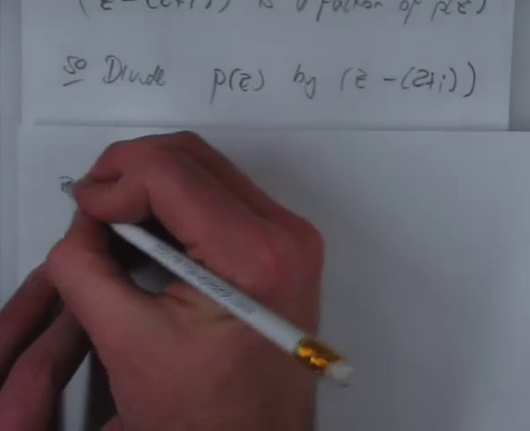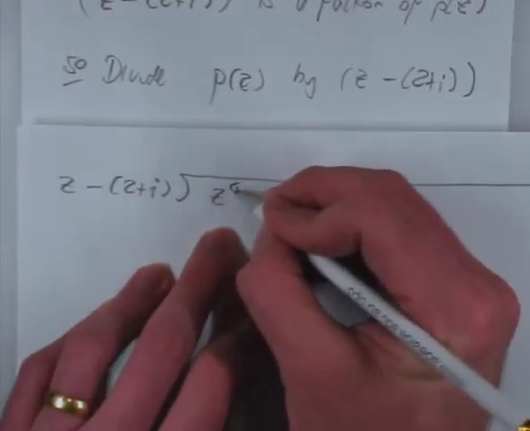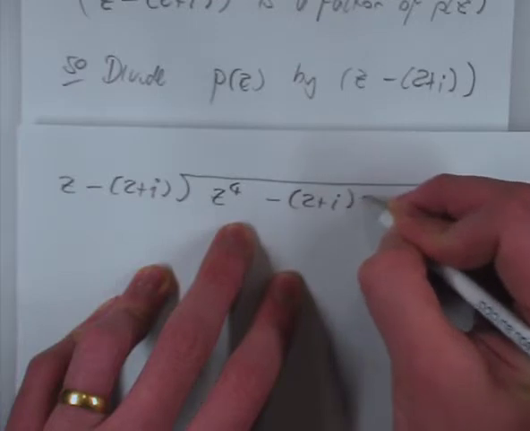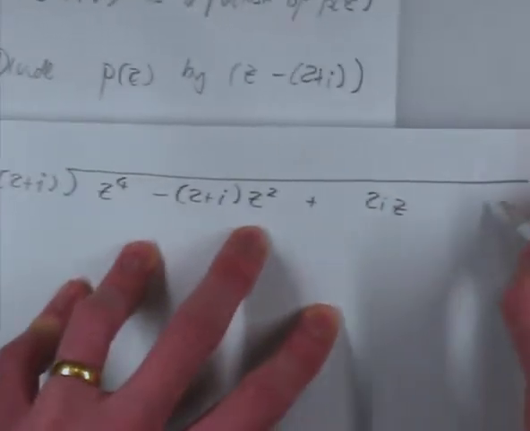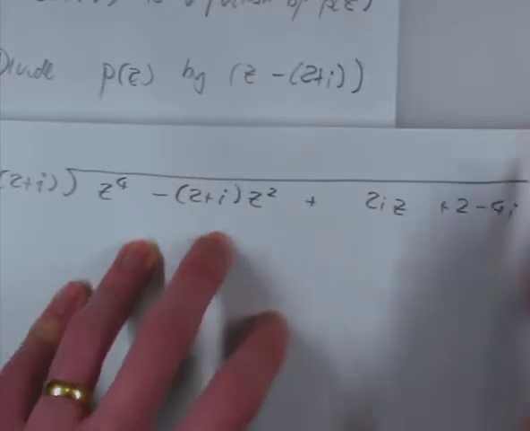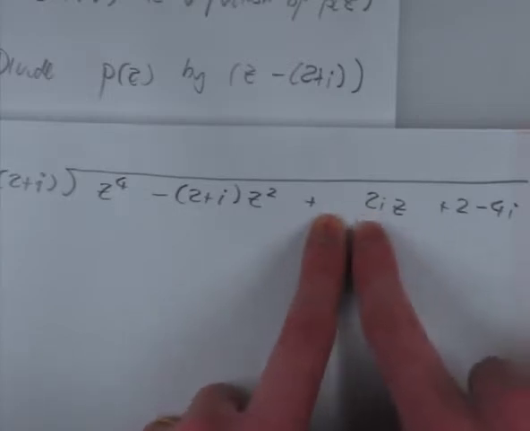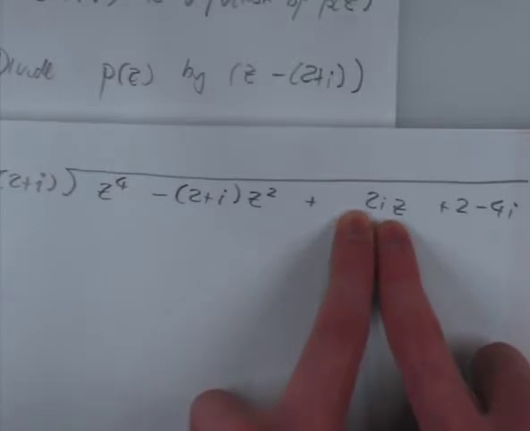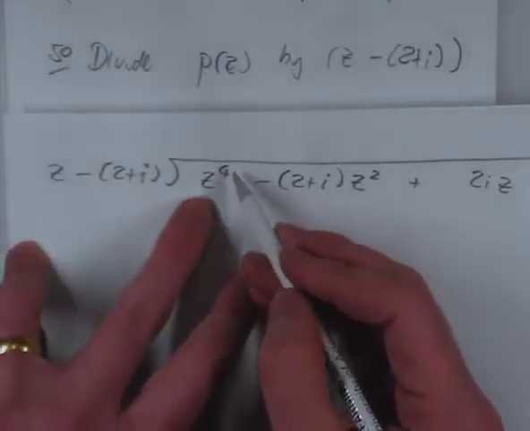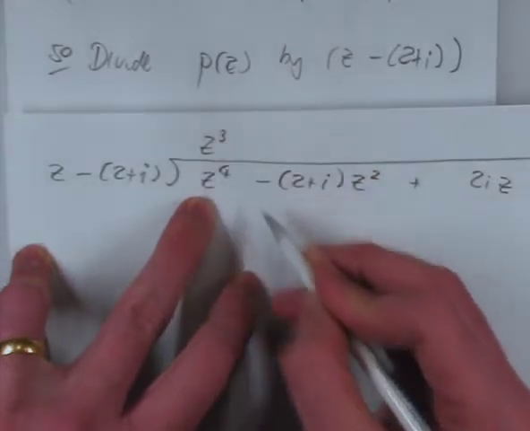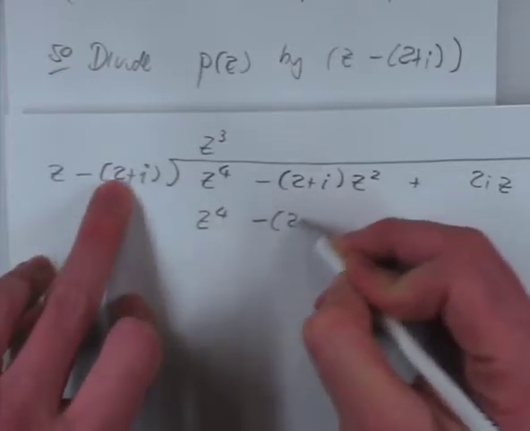So we have z minus (2 plus i), and I want that to go into z to the 4 minus (2 plus i) z squared plus 2iz plus 2 minus 4i. And I've given myself plenty of space in case the coefficient that comes in has a real number part as well, because currently it's only got an imaginary part. Okay, so z goes into z to the 4, z cubed times. And z cubed times this is z to the 4 minus 2 plus, oh crap.